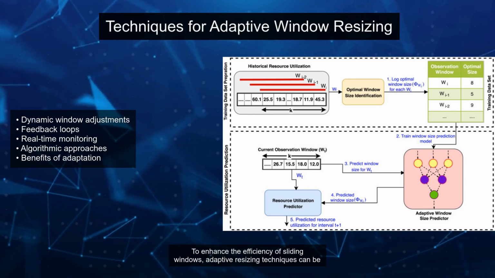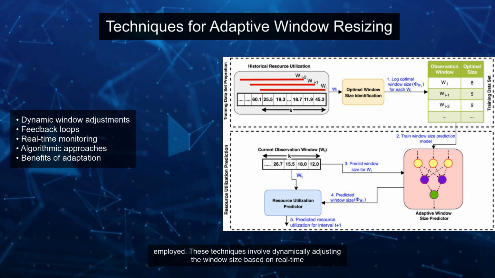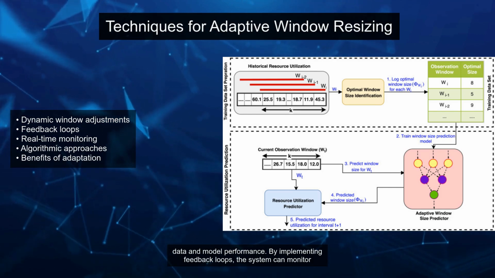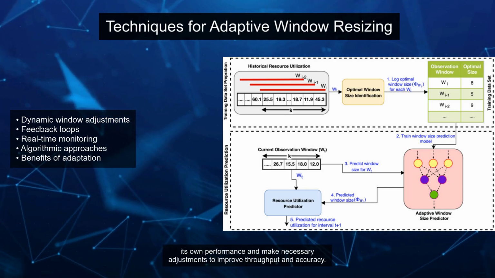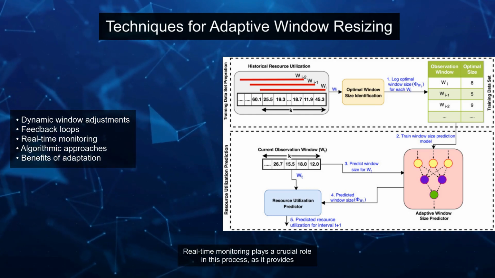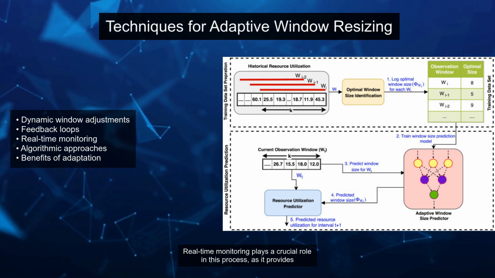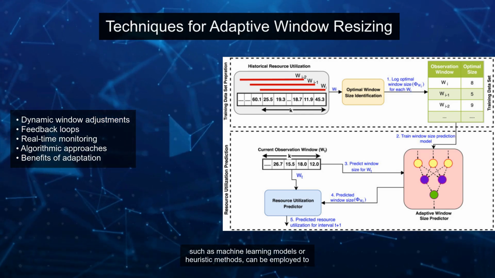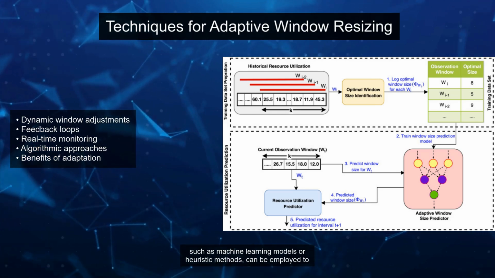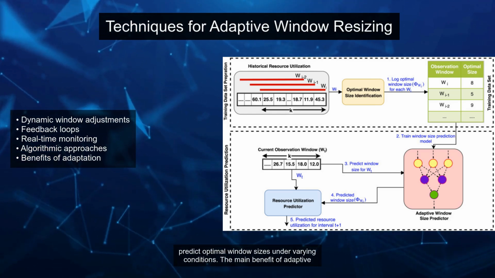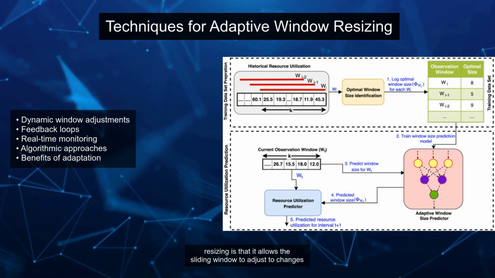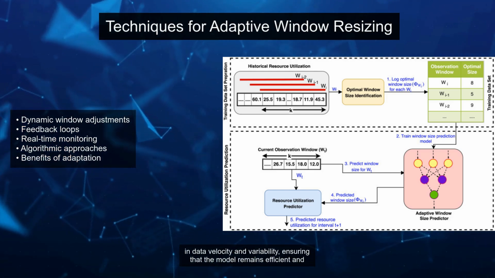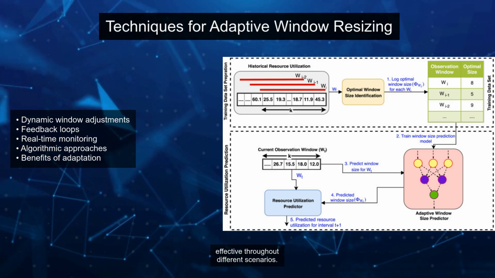To enhance the efficiency of sliding windows, adaptive resizing techniques can be employed. These techniques involve dynamically adjusting the window size based on real-time data and model performance. By implementing feedback loops, the system can monitor its own performance and make necessary adjustments to improve throughput and accuracy. Real-time monitoring plays a crucial role in this process, as it provides the data needed to make informed decisions about window resizing. Algorithmic approaches, such as machine learning models or heuristic methods, can be employed to predict optimal window sizes under varying conditions. The main benefit of adaptive resizing is that it allows the sliding window to adjust to changes in data velocity and variability, ensuring that the model remains efficient and effective throughout different scenarios.